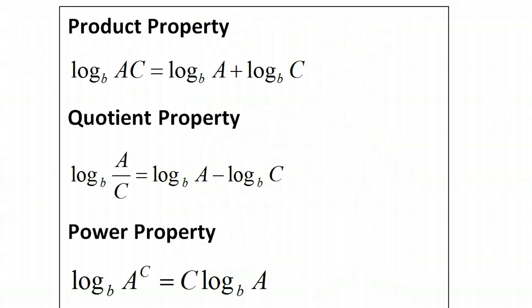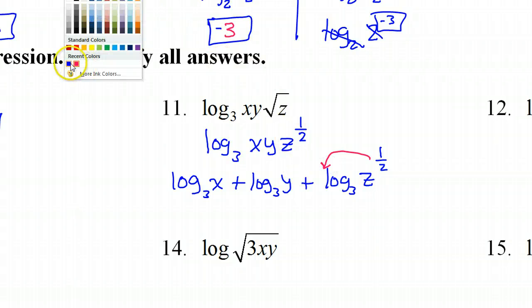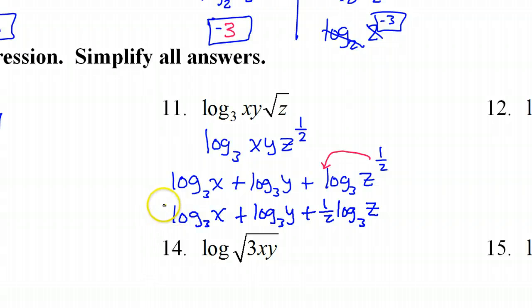And now using the power rule, this 1/2 is going to come in front like this. So the 1/2 is just going to jump to the front of the bus. Alright, Rosa Parks up in here. So this is going to be log base 3 of x plus log base 3 of y plus 1/2 log base 3 of z. And that's your final answer. What?